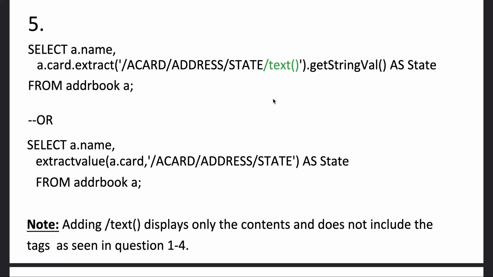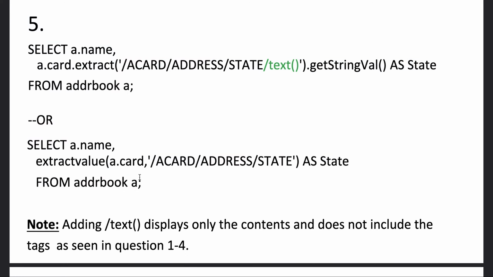The second way would be using the extractValue shortcut. So this is the extractValue here, right? That's the shortcut there. Using the extractValue shortcut, we say select a.name, extractValue(a.card, a.card/address/state) as state from address book A.